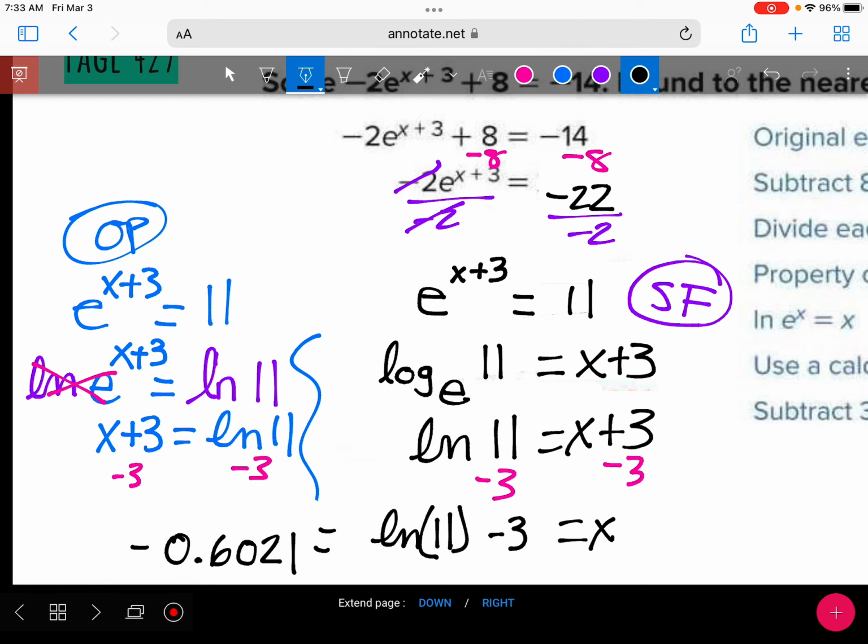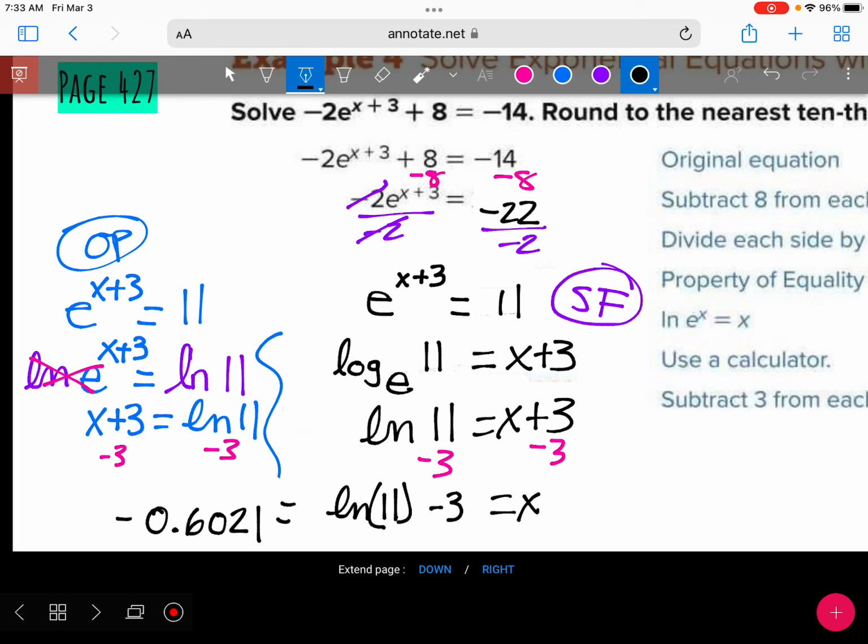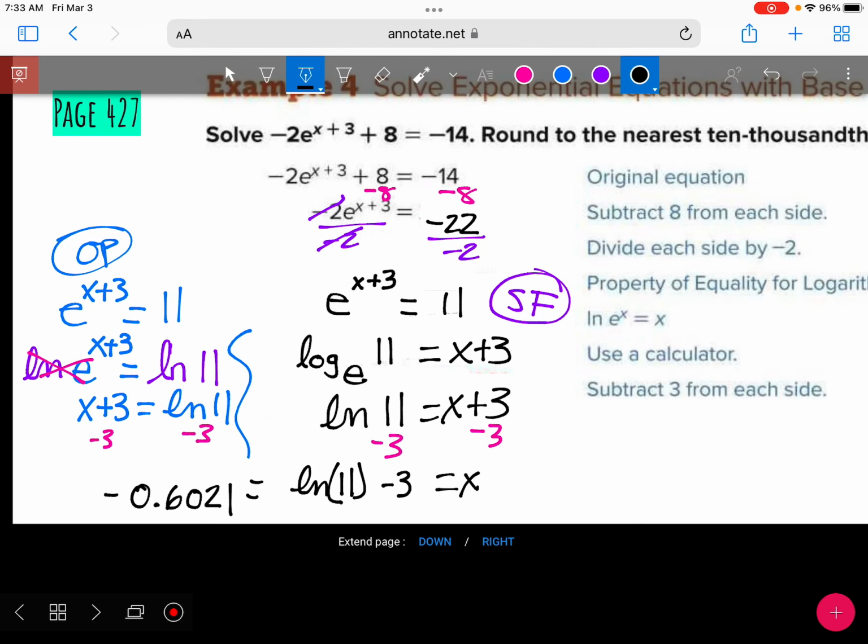The book really likes us to go for 4 decimal places, which is what I was assuming, and yeah, I was right. So just remember, log is an operation that you can use however we feel we need to. Solve means get x by itself. That's the goal.